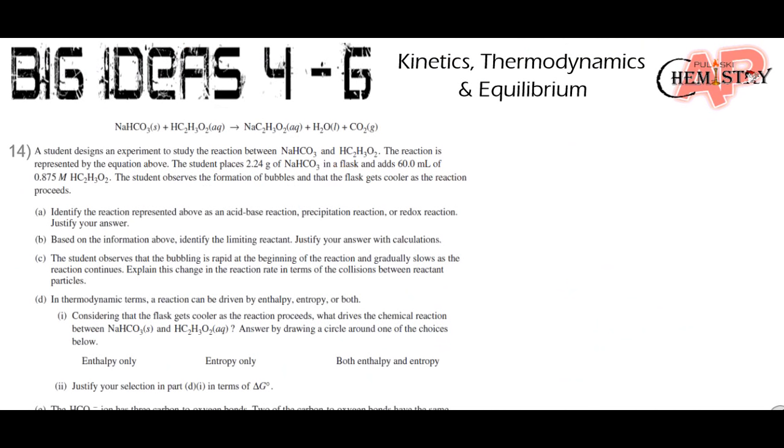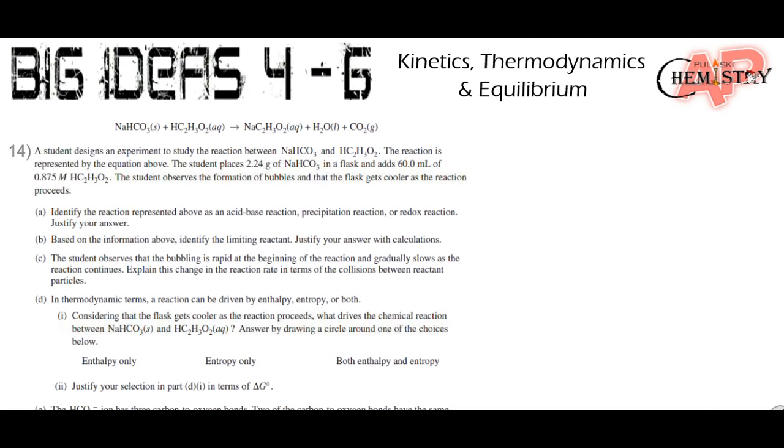So we enter our final problem. We're given an equation on the top, and then it starts talking about an experiment. A student designs an experiment to study the reaction between the NaHCO3 and the HC2H3O2. The reaction is represented above. The student places 2.24 grams in a flask and adds 60 mL of the 0.875 molar acid. The student observes the formation of bubbles and that the flask gets cooler as the reaction proceeds.